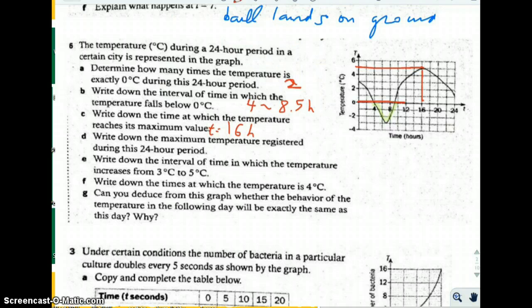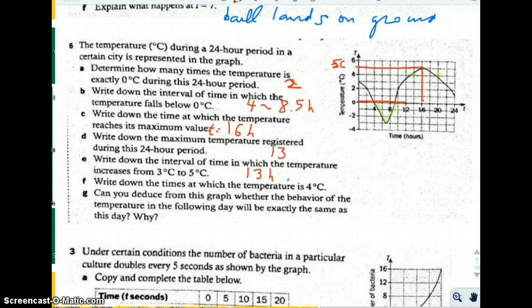Write down the maximum temperature registered during this 24-hour period. The maximum temperature registered is 5 C, right? Write down the times at which the temperature is 4 degrees C. Well, let's see. One time is about there, and one time is about there. So this time is about 12, 13. It's about 13, right? 13 hours.